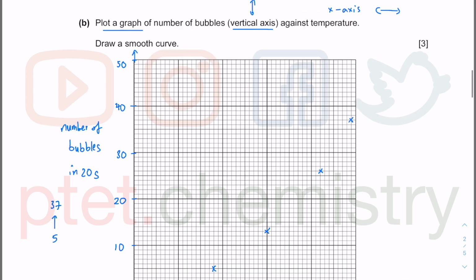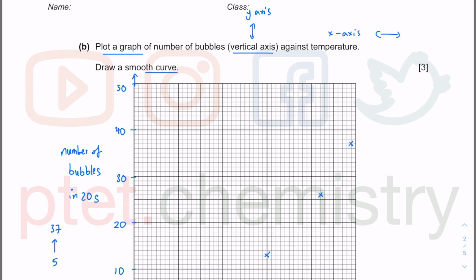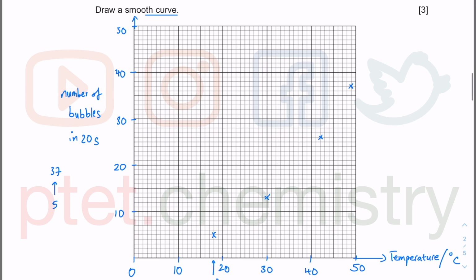Now they want us to draw a smooth curve. They don't say it's a straight line, they say it's a curve. What a curve means is it's not going to be a straight line. So I'm trying to draw something, nope, I don't want to draw a straight line. Let me just try that again.